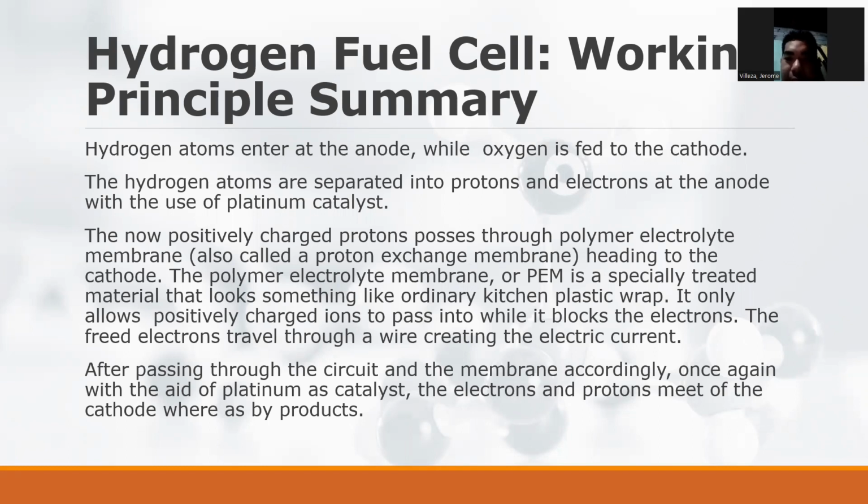The polymer electrolyte membrane, or PEM, is a specially treated material that looks something like ordinary kitchen plastic wrap. It only allows positively charged ions to pass through while it blocks the electrons. The free electrons travel through a wire, creating electric current. After passing through the circuit and the membrane, once again with the aid of platinum as catalyst, the electrons and protons meet at the cathode, with water and heat as byproducts. Next.